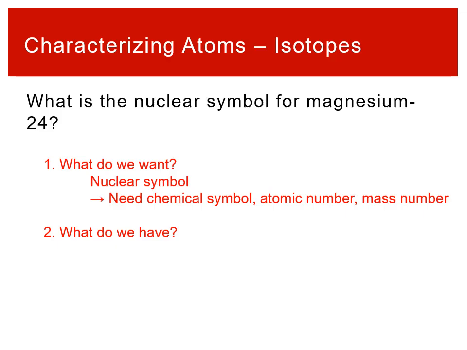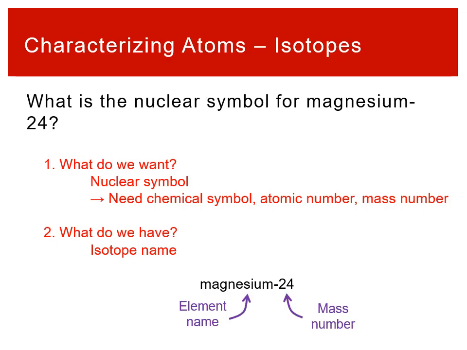The information that we're given is the isotope name. So if we look at it right now, I have magnesium-24 as my isotope name. That magnesium-24 has 2 pieces of information inherently in there that we need to be able to parse out by knowing this format. Magnesium is the element name, and 24 is the mass number. So that's great. We already have the mass number, which was what we needed. We are good to go.